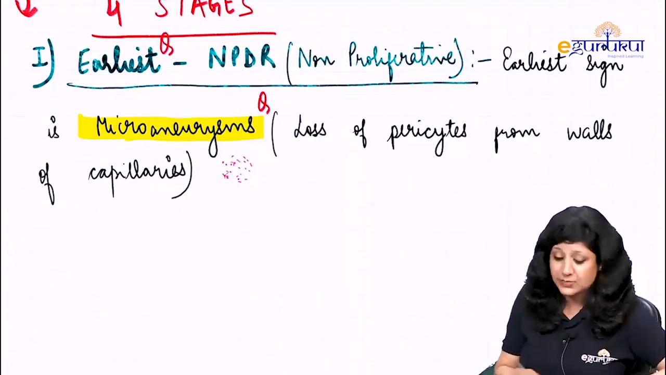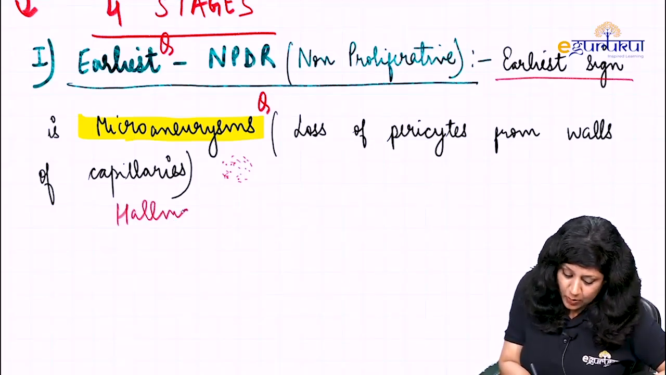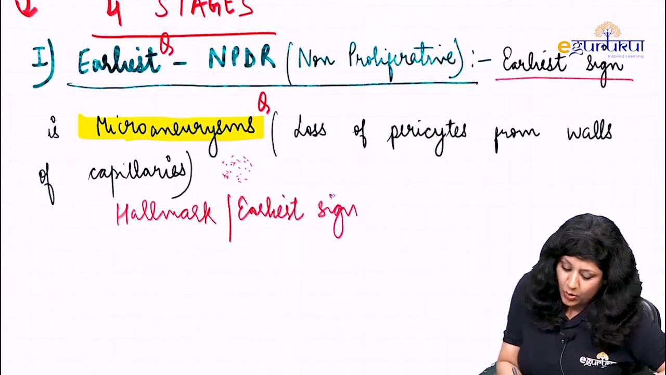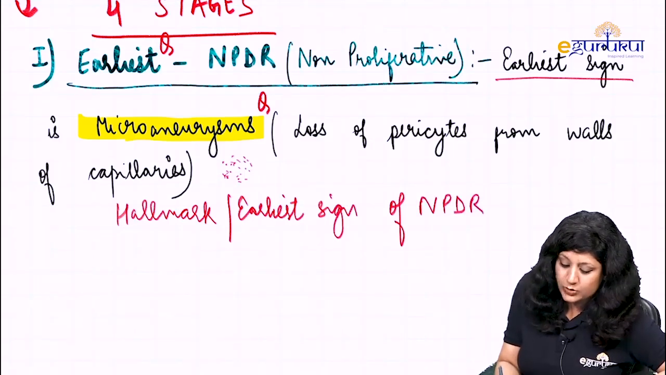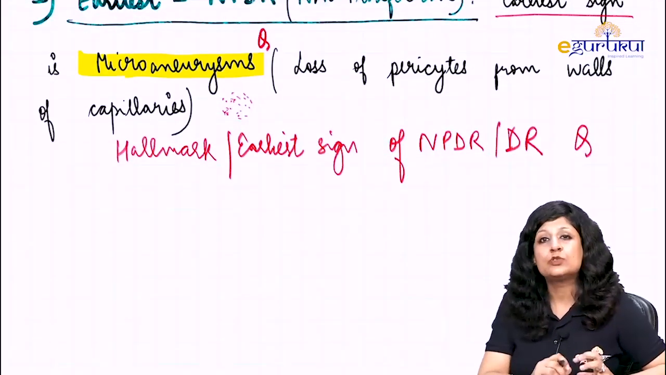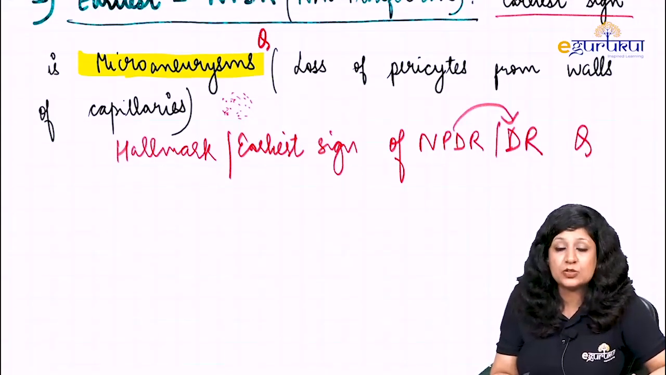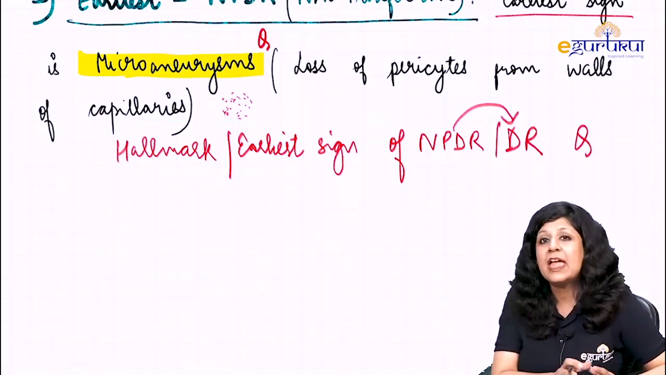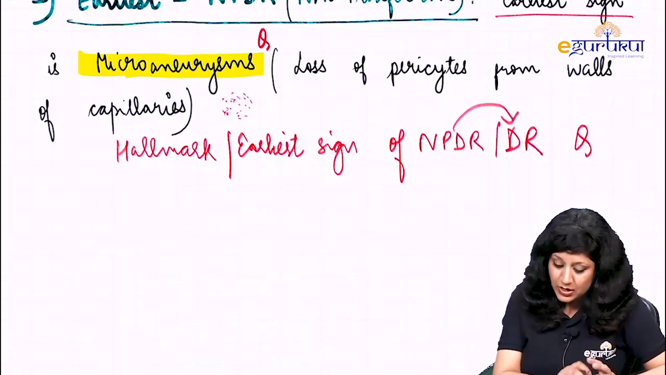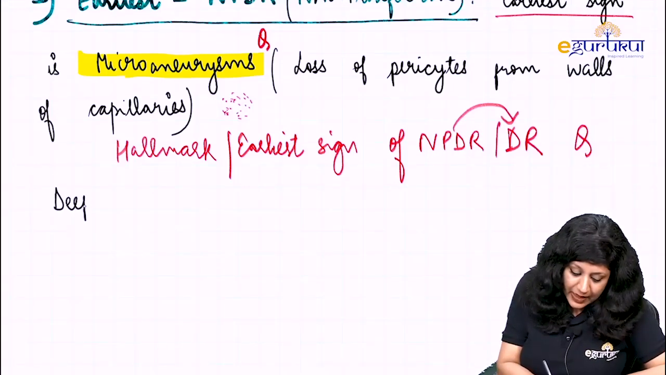The microaneurysm is the earliest sign. It is also the hallmark sign, as well as the earliest sign of not only NPDR but also diabetic retinopathy as a whole. Why am I saying not only NPDR but also diabetic retinopathy as a whole? Because NPDR is also the earliest stage of diabetic retinopathy. So, whatever is the earliest sign of NPDR will become the earliest sign of diabetic retinopathy as a whole also.